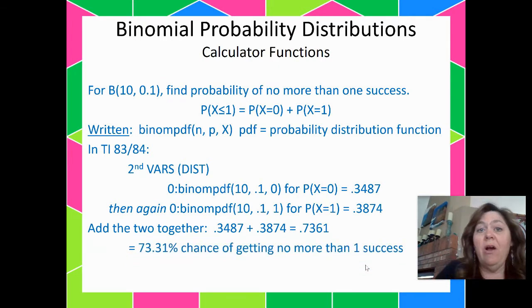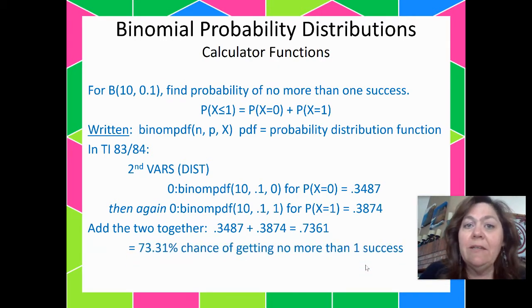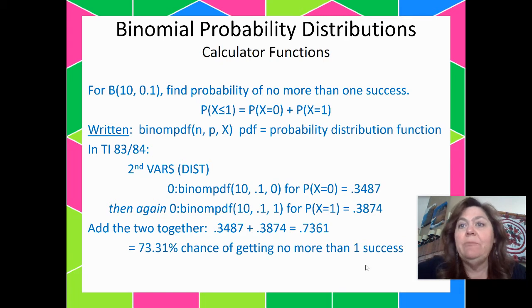And remember, you're always putting your answers in context. We had to talk about that even last chapter. This would be a 73 point, oops, Miss Straub has a boo-boo there. That should say 61% chance of getting no more than one success.